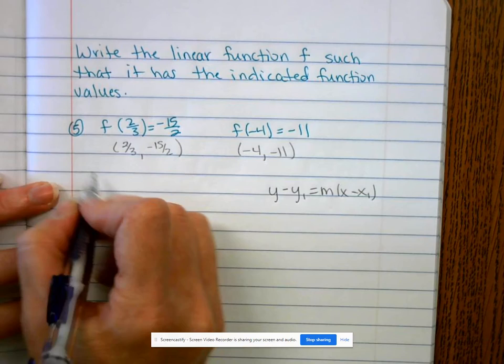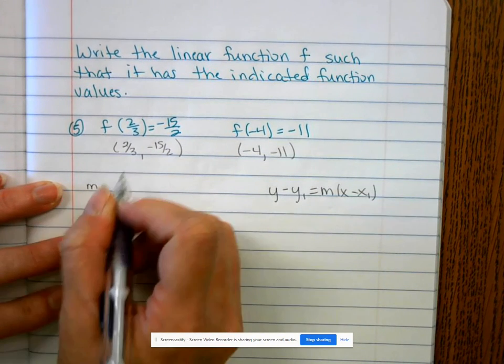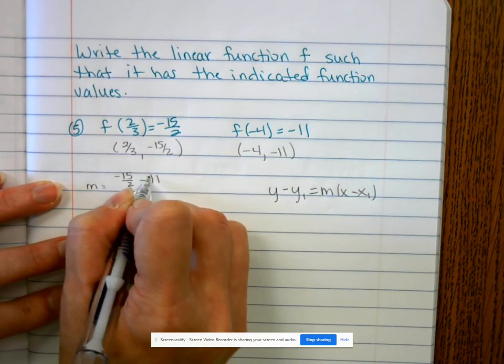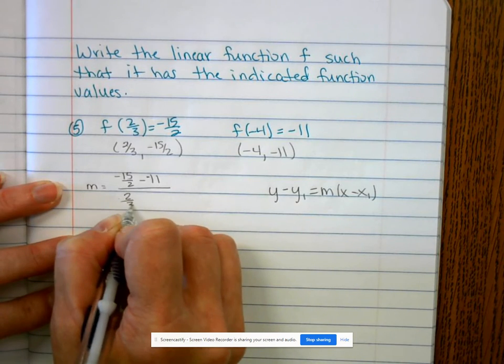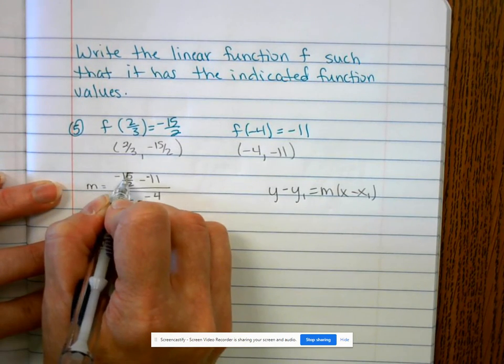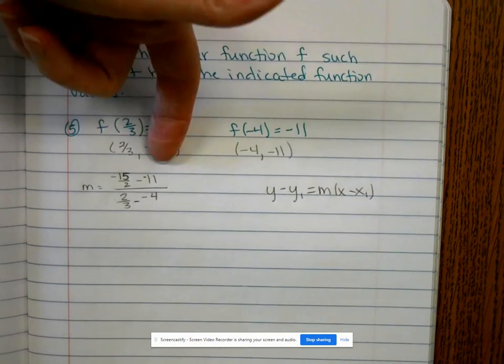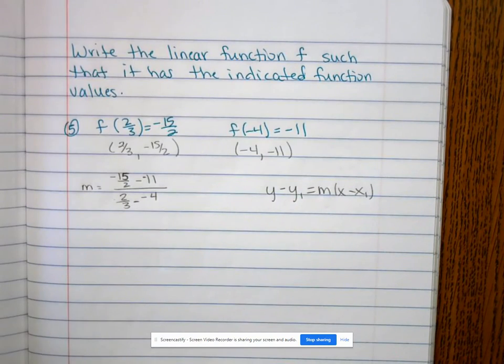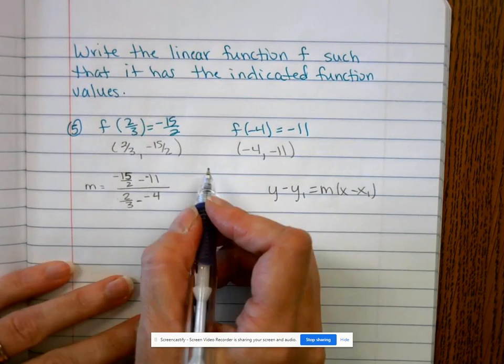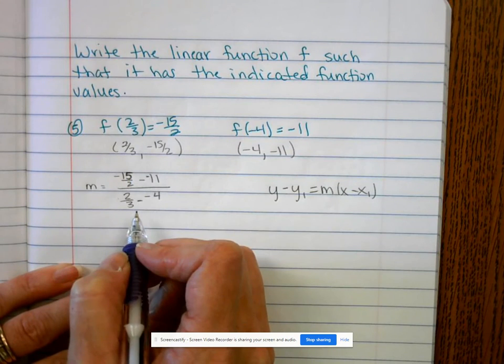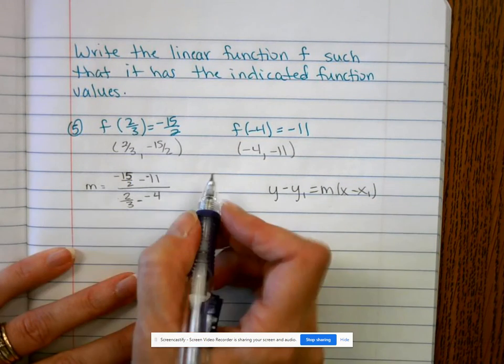Okay, so the first thing I have to do is figure out the slope. So the slope between my points, we're going to subtract the y's over subtract the x's. And you can do, the order of these doesn't matter. You could have written negative 11 minus negative 15 halves. Either way is fine. If I do negative 15 halves minus negative 11, that's negative 15 halves plus 11, which is going to work out to be negative 7 halves.